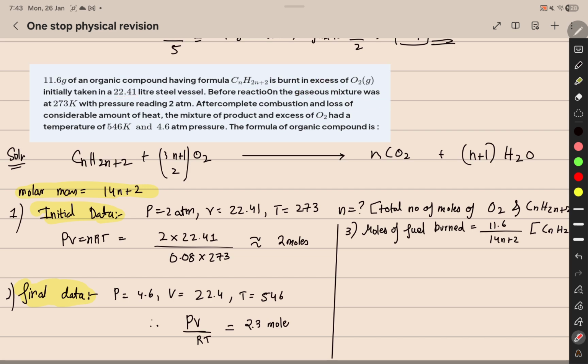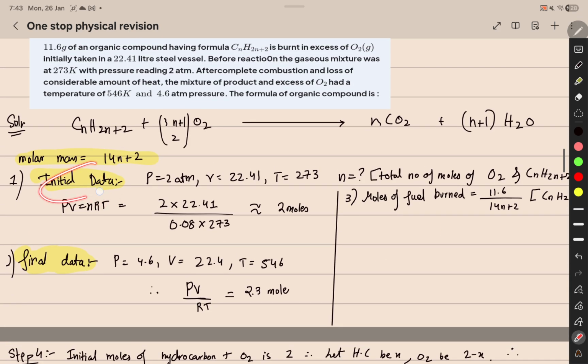Then we have 11.6 grams of an organic compound having formula CnH2n+2 burnt in excess O2 in a 22.4 liter vessel. Before the reaction, the gaseous mixture is at 273 degrees with a pressure reading of 2 atm. After complete combustion, the mixture of product and excess O2 is at 546 degrees and 4.6 atm pressure. So we have the initial pressure, volume and temperature. Then you can use PV equals nRT and get the initial number of moles of your CnH2n+2 and your O2.